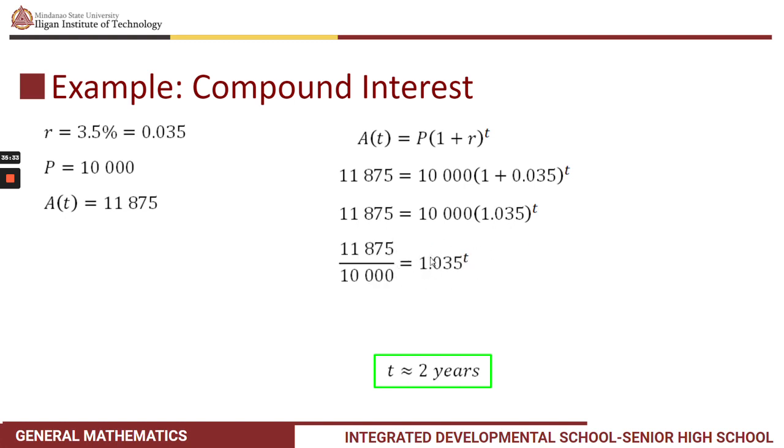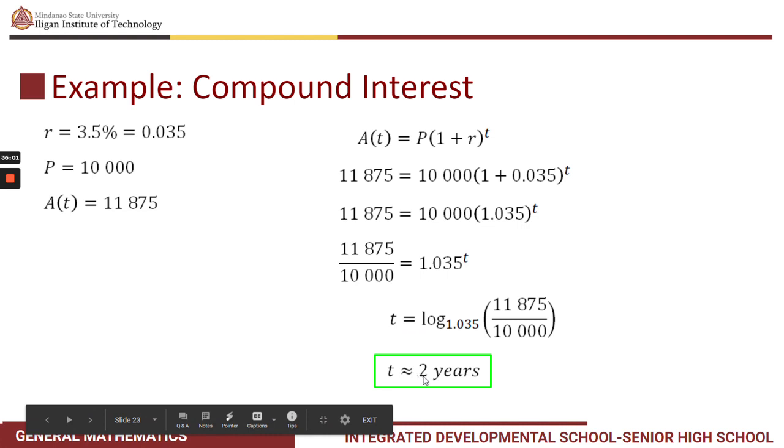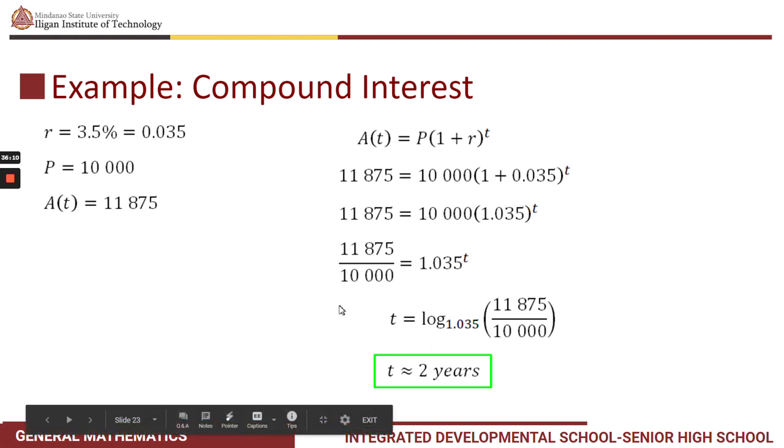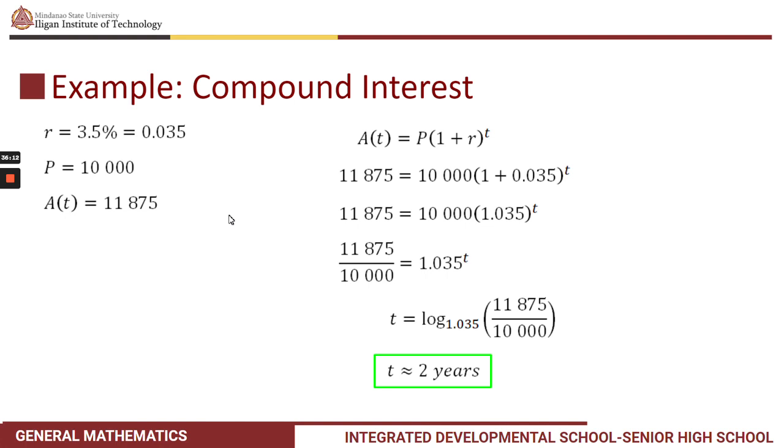So we're trying to solve for t here. This is an exponential equation. We'll transform this to a logarithmic equation. We will get t equal to the log with base 1.035 of 11,875 divided by 10,000. So if you solve that, you will get an approximation of 2 years. Okay? So we just transform from exponential to logarithmic form. I hope you follow.